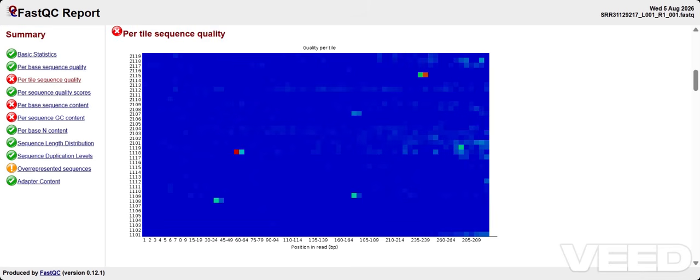In our report, this module is marked as fail. But don't panic when you see this. It means FastQC detected some tile level variation. We need to consider this result together with the other quality metrics. This is why we should never judge the entire dataset from one graph alone.